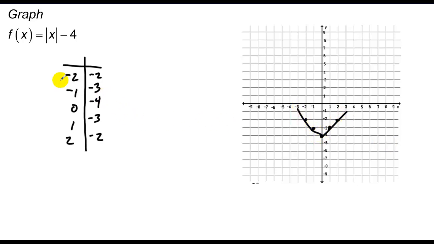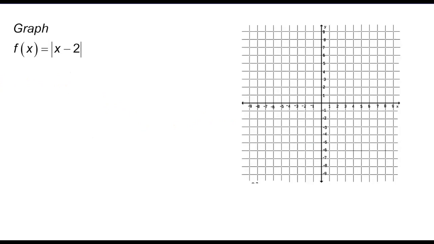So then let's move over here. And now we have y equals the absolute value of x minus 2. Let's go ahead and use -2, -1, 0, 1, 2 for my x, and we'll find our y again. So in this case, plug in a -2. -2 minus 2 is -4. Take the absolute value, that's 4. -1 gets me a 3. 0 gets me a 2. 1 gets me a 1. And 2 gets me 0.